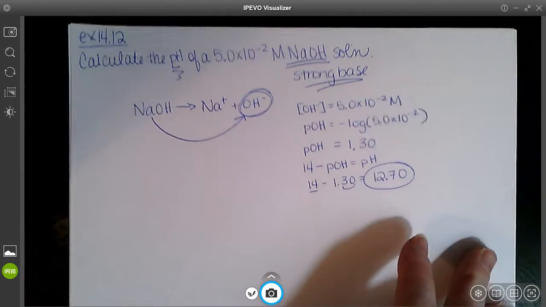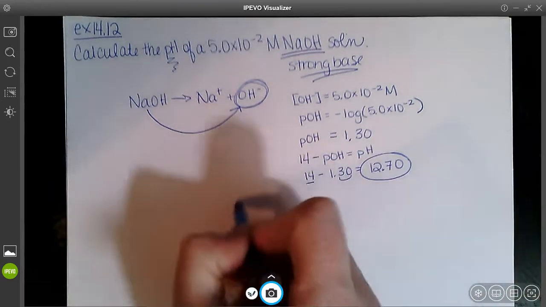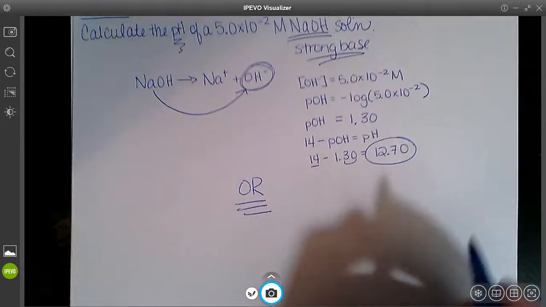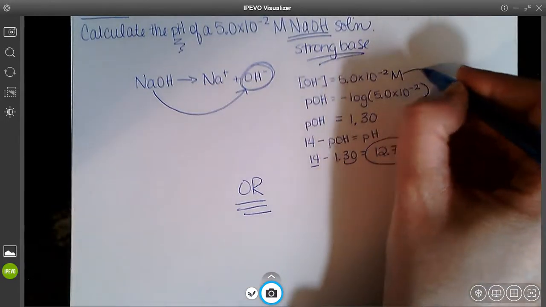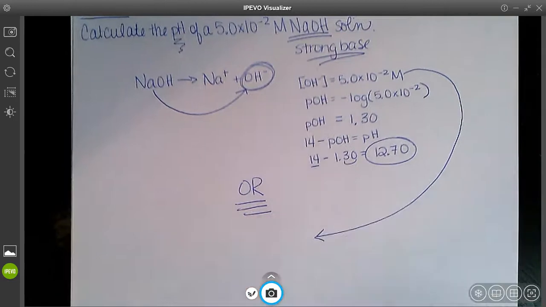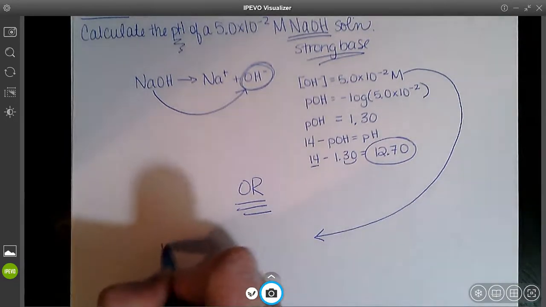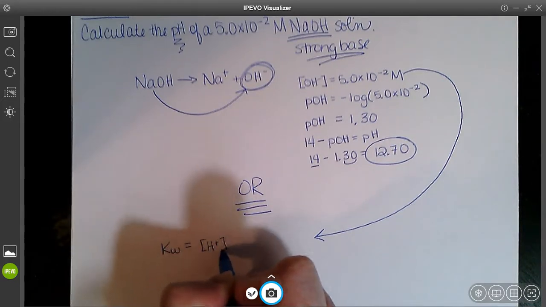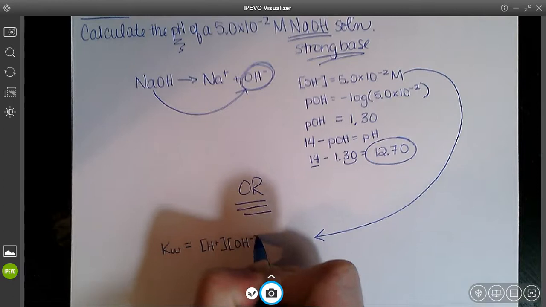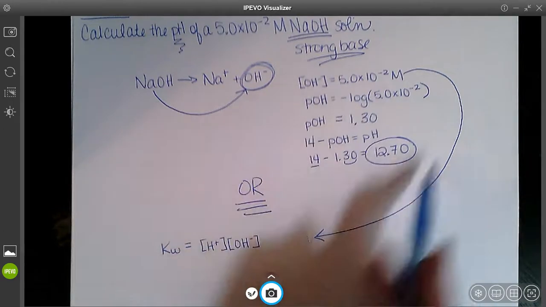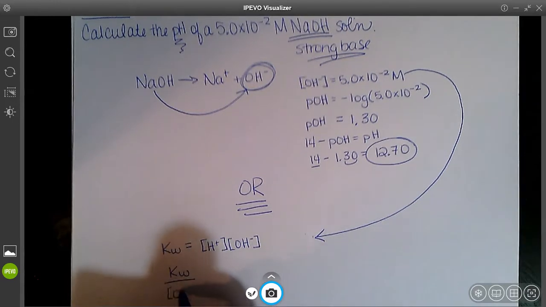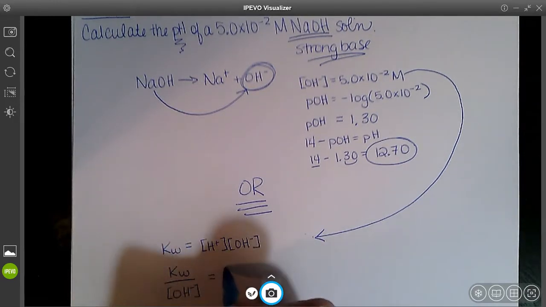Now, there is another way to think about this problem. Or I could totally work it a different way. Once I found this, I could have thought about Kw. Kw is the concentration of hydrogen ions times the concentration of hydroxide ions. So I could have done Kw divided by the concentration of hydroxide ions equals the concentration of hydrogen ions.